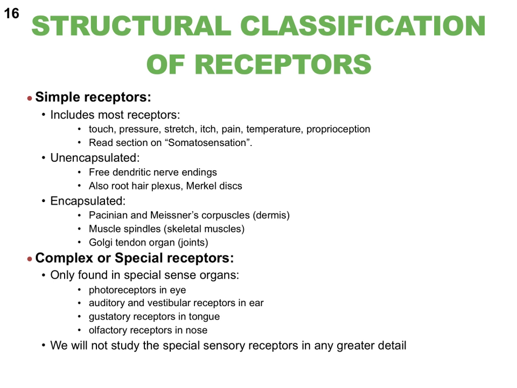So we've already more or less discussed on the previous slide the complex or simple sensory receptors. Notice that they get interesting names: photoreceptors, auditory and vestibular receptors in the ear, gustatory for taste receptors, and olfactory receptors in the nose, for a total of 5 special senses. So we're done with that discussion.